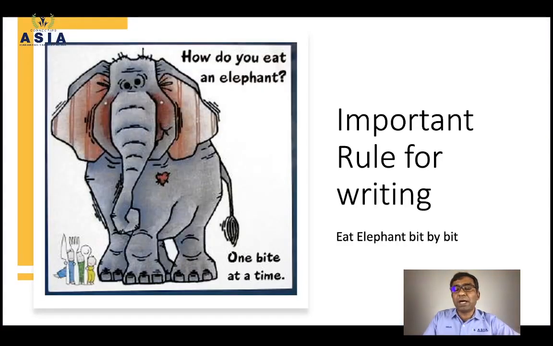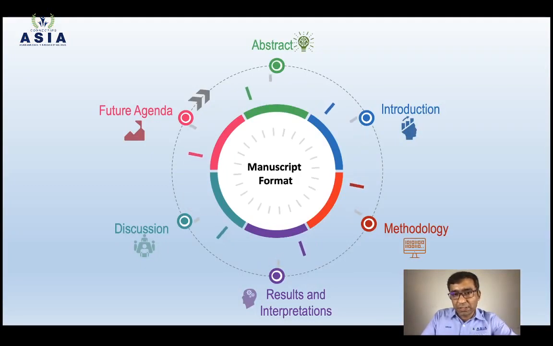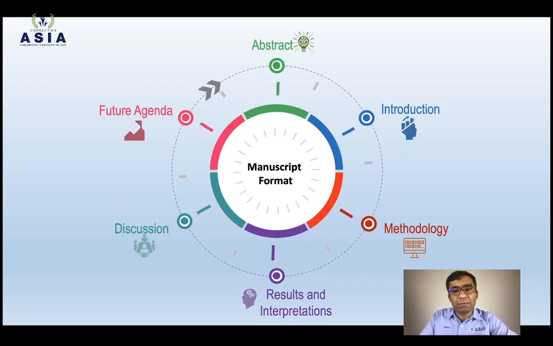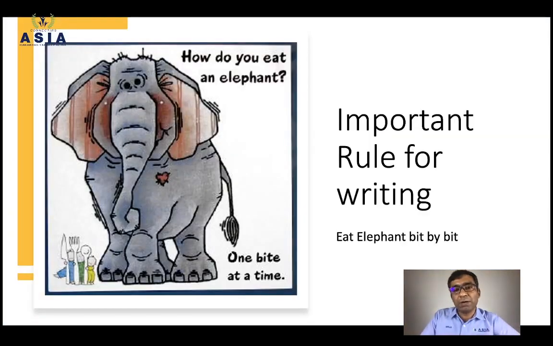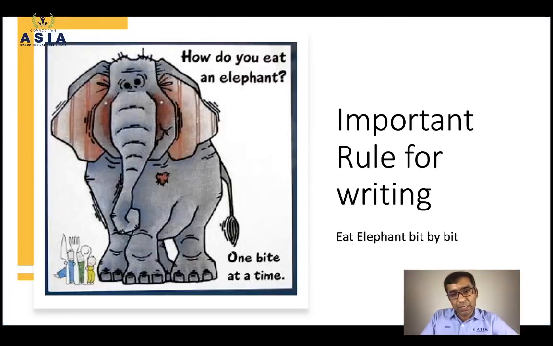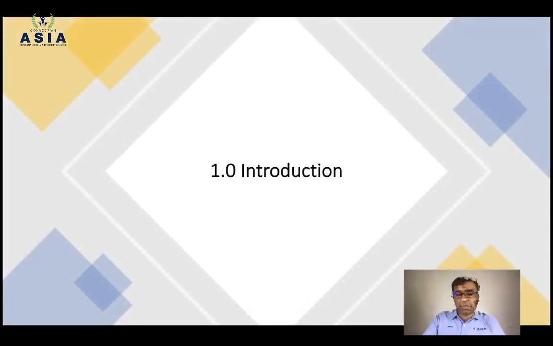Remember, the art of writing is based on one rule: eat an elephant bit by bit. You cannot eat it all at one time. So just focus on small pieces of information you have in your paper. Each component, like these 6 components, you have to subdivide into different parts and then try to write. I will tell you how each component is divided, so it would be easier for you to write. Let's see how the introduction part is going to be divided.